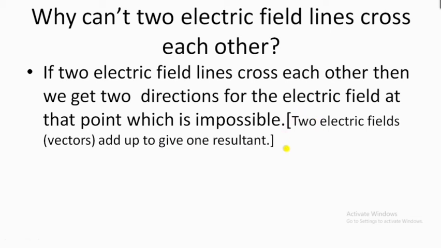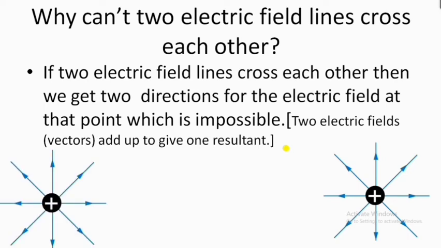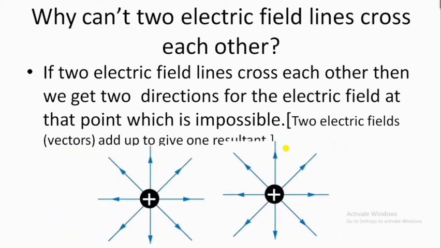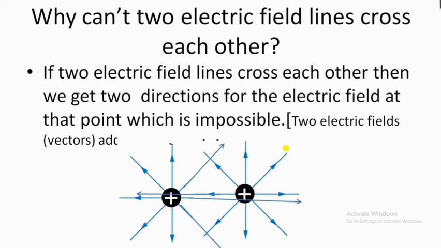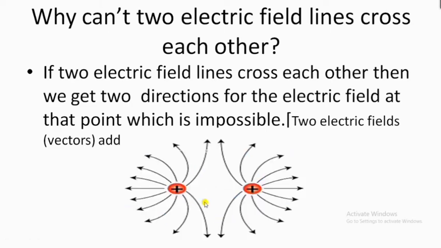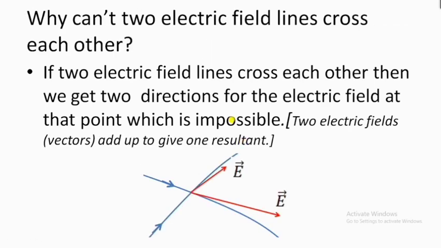So now let's see what happens if they cross. So this is one positive charge, this is one positive charge. If you bring them together, the lines should cross each other, but this does not happen. So what happens? The electric field lines will move away from each other like this. So crossing is not possible. So this is the final answer with the diagram. So you should draw this diagram for this explanation.